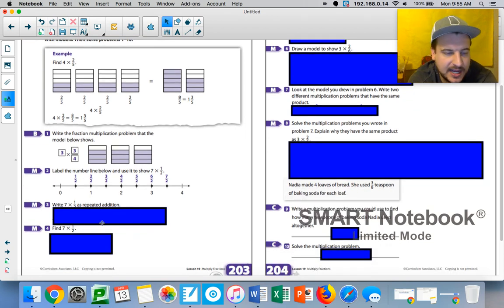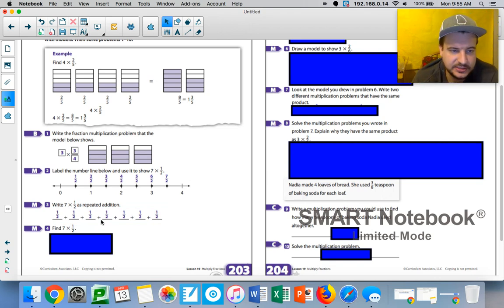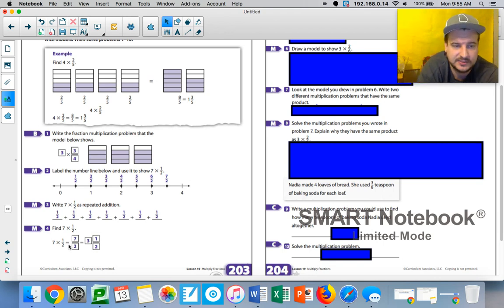Write 7 times 1/2 as repeated addition. That's 1/2, 7 times, which you could have found 7/2, or you could have put equals to 3 1/2. You didn't have to. Find 7 times 1/2. Here's where you have to. 7 times 1/2 equals 7/2, which equals 3 1/2. So we did all that to do this. Most of you could have done this in your sleep without doing any of this, but this is why it works.